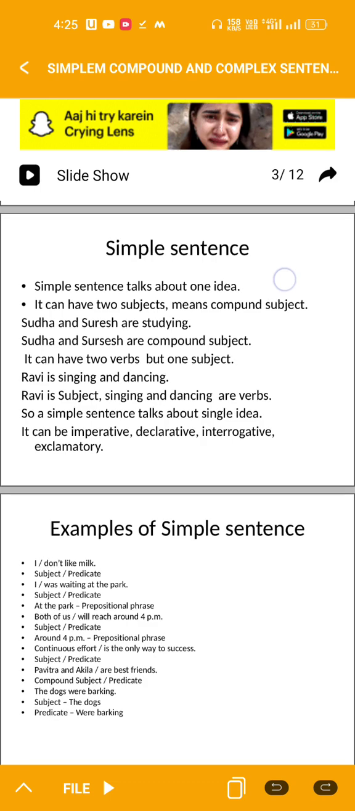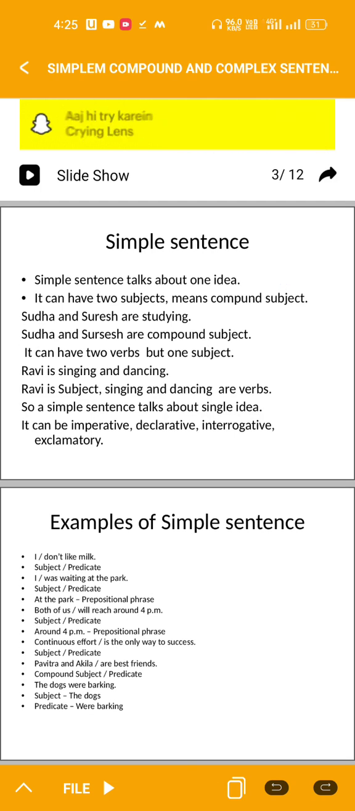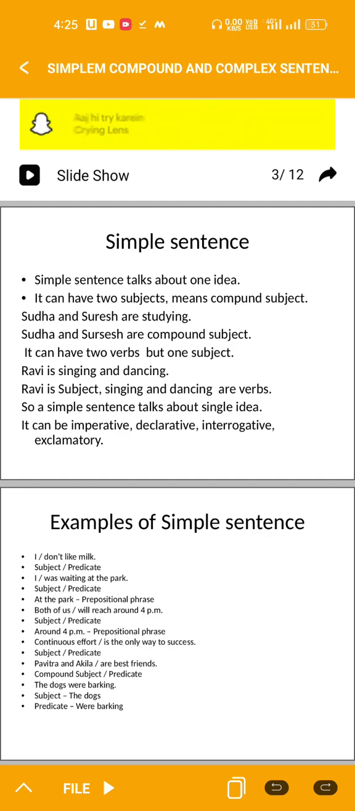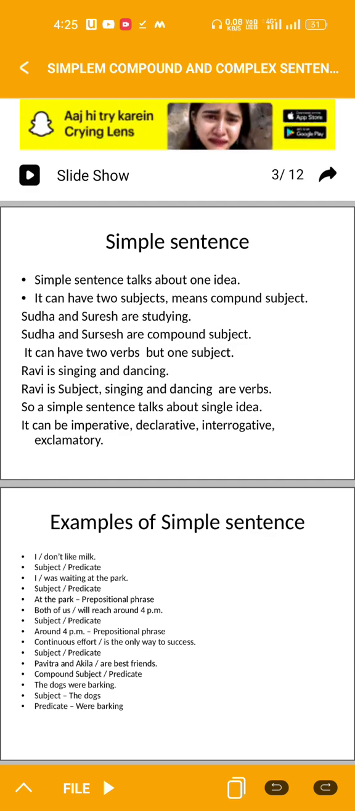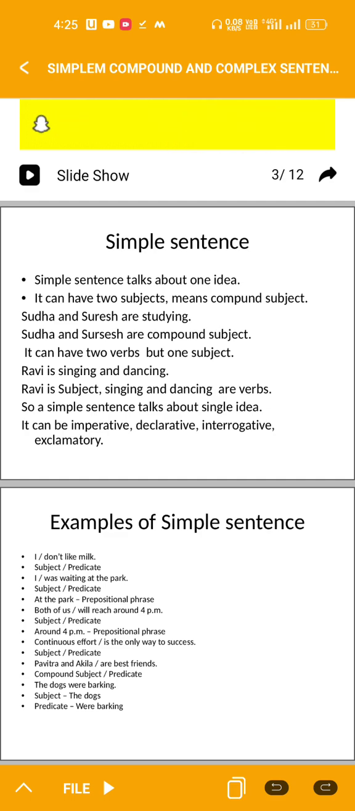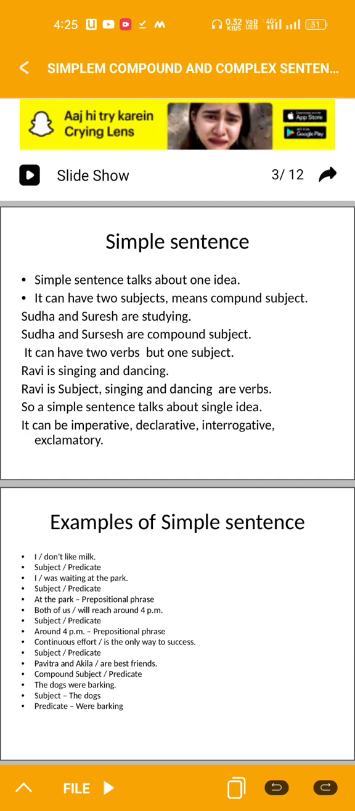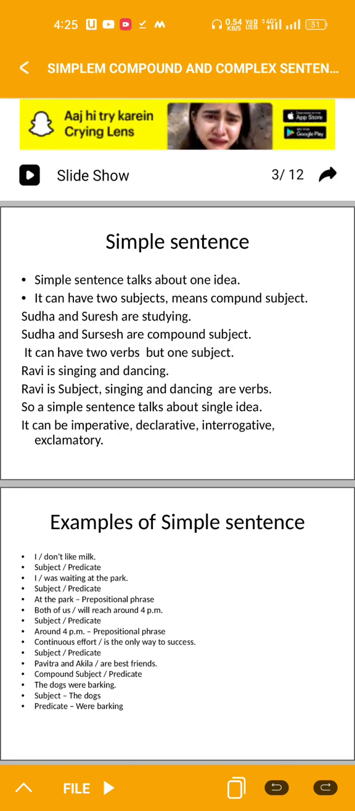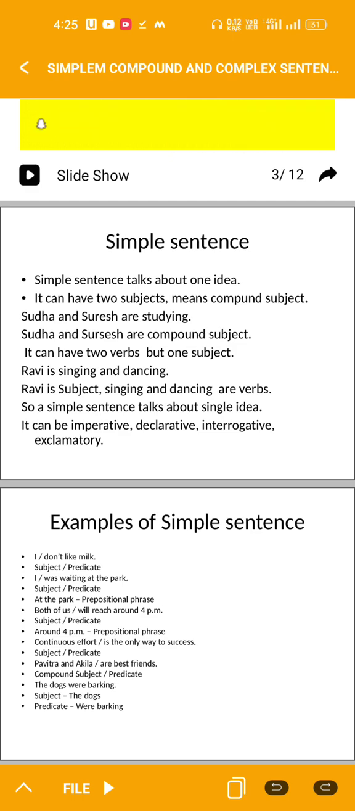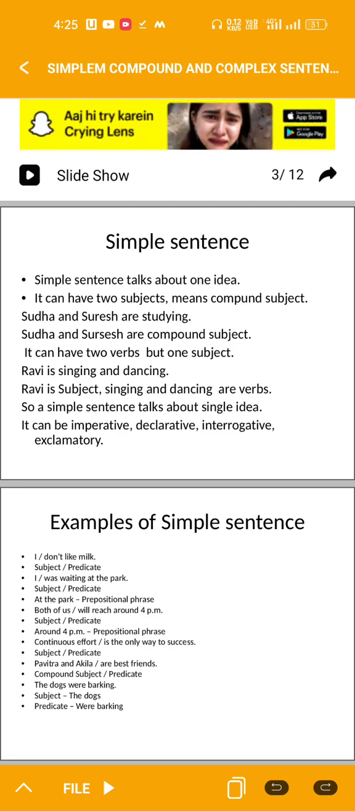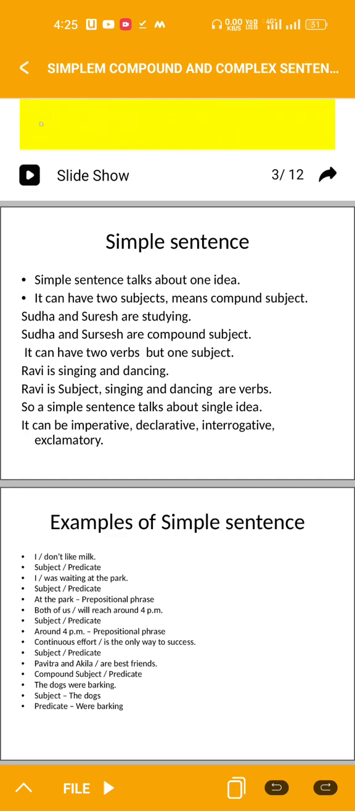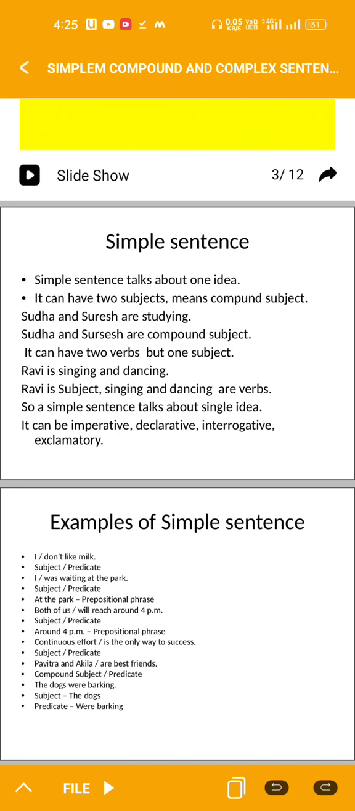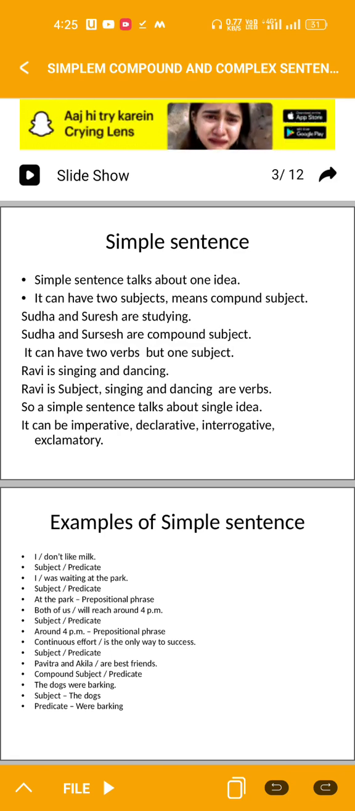Coming on to simple sentence. Now a simple sentence talks about one idea. It can have two subjects, meaning a compound subject can be there. If I say Sudha and Suresh are studying, it is a simple sentence. Many of the students get confused that the conjunction and is there so it will be a compound sentence. No, it is a simple sentence because Sudha and Suresh are just acting as compound subjects. The idea is only one which is talked about, that they are studying.